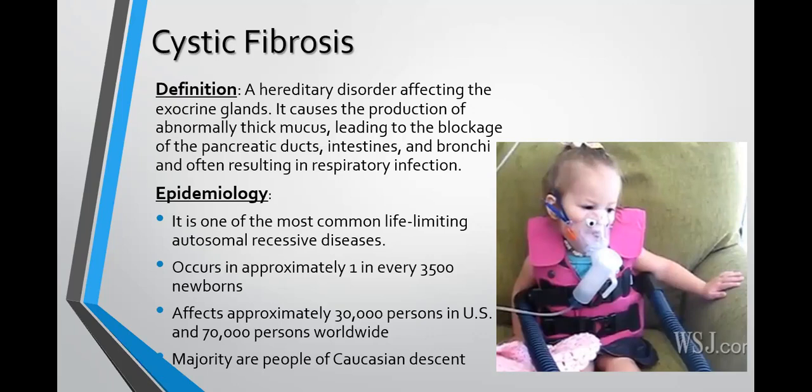All right? It occurs in approximately 1 in every 3,500 newborns. So that's a lot. We have thousands of people born every day. It affects approximately 30,000 people in the United States. You don't have to worry about all of that. And the majority are Caucasian. Very rarely will a black child get cystic fibrosis. It's a Caucasian disease. Like sickle cell is mostly an African-American disease. Cystic fibrosis is mostly a Caucasian-American disease.